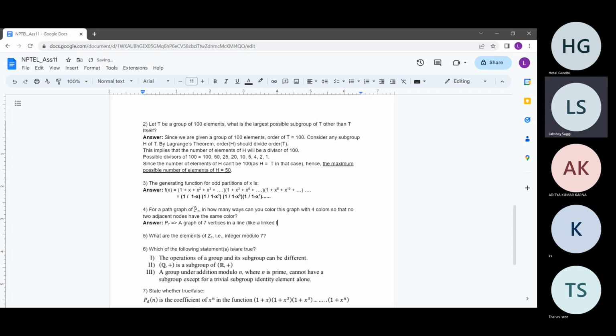Like a linked list. So what does this mean? Let's say the vertices are V1 to V7. Then there's an edge between V1 and V2. There's an edge between V2 and V3, V3 and V4, V4 and V5, V5 and V6, and V6 and V7. So only these are the 6 edges, right?